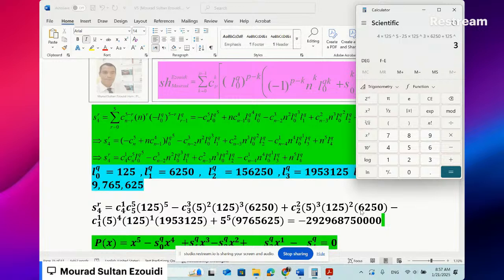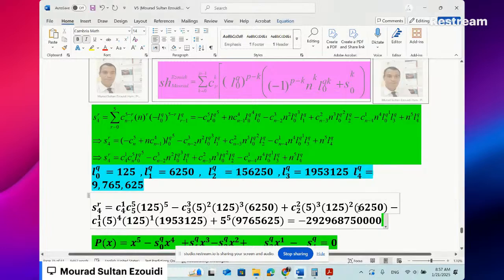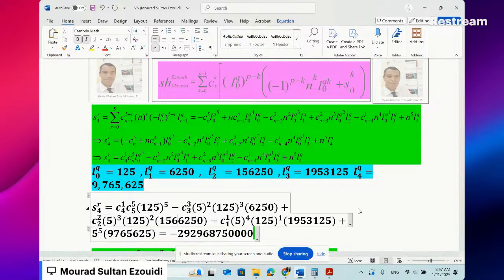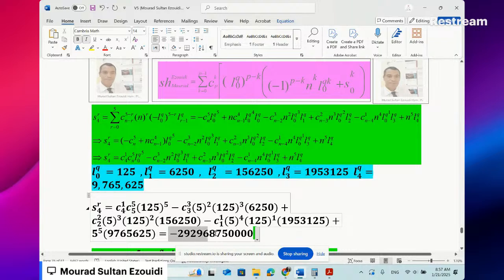Okay, this one now. This is the mistake. You see, this is 152. Mr. Murad, you see the mistake. It is 156,250. Okay. I will cancel this one, then we check. Cut please. No problem.